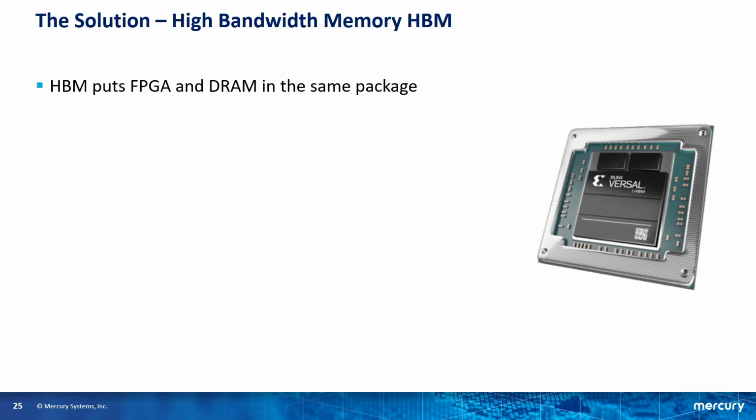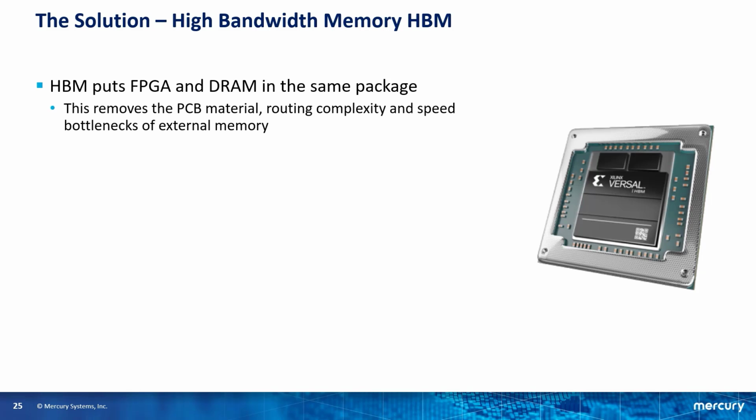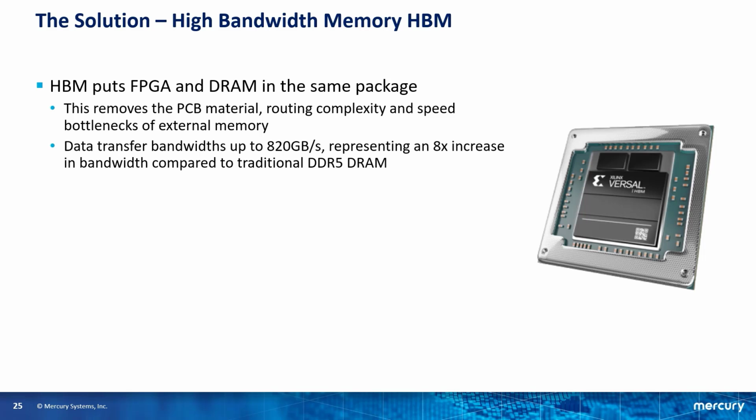HBM puts the FPGA and the DRAM in the same package, and this removes the PCB material, the routing complexity, and the speed bottlenecks of external memory. The data transfer bandwidths of up to 820 gigabytes per second are achievable, and that represents about an 8 times increase in bandwidth compared to traditional DDR5 DRAM.